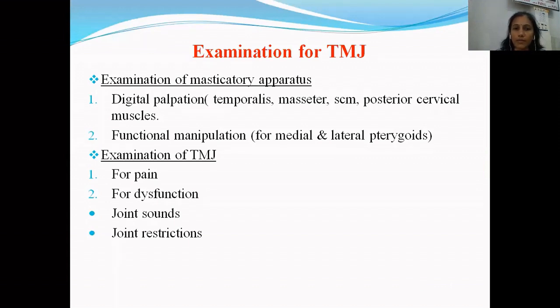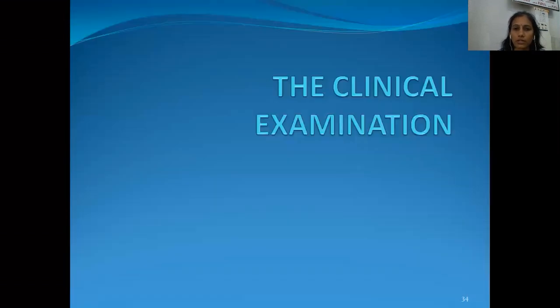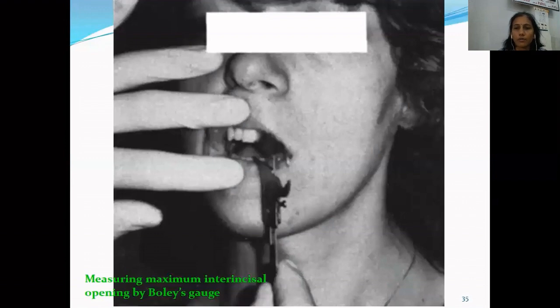So with digital palpation, we can evaluate the temporalis, masseter, sternocleidomastoid and posterior cervical muscles, whereas functional manipulation is used for the medial and lateral pterygoids. And whenever you are examining the TMJ, you should examine for pain, any dysfunction, joint sounds and joint restrictions. Now coming to the clinical examination, before we go into the disorders, you should know how to examine the TMJ as well as the muscles of mastication.